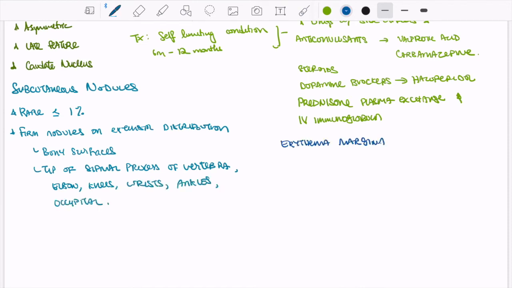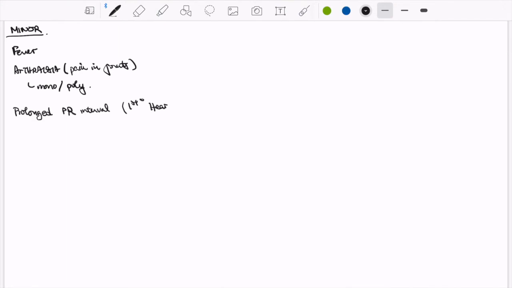Erythema marginatum are reddish spots similar to the rose spots seen in typhoid patients. The symptoms just discussed are considered the major criteria for this disease. The minor criteria include fever, arthralgias, as in pain in the joints, which could be mono or poly, and prolonged PR interval, which indicates a first-degree heart block, usually caused by Aschoff nodules between the SA and the AV node.